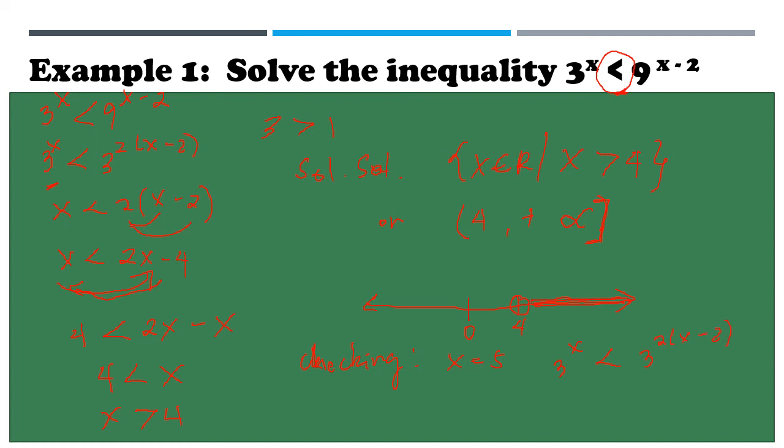So let us substitute our x, 3 raised to 5. It's less than 3 raised to 2. That's 5 minus 2. And 5 minus 2 is 3. So 3 raised to 5 is less than 3. 5 minus 2 is 3 times 2, that's 6. Okay, as you can see, in our example and in our checking, 3 raised to 5 is less than 3 raised to 6. So that means that our answer is correct. The value of our x is greater than 4.